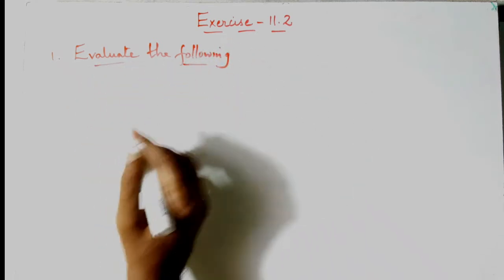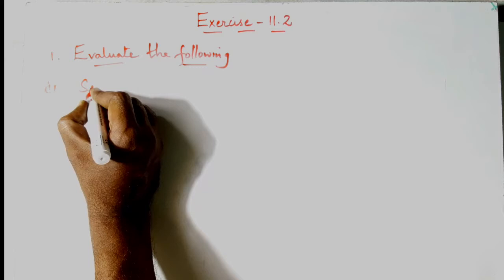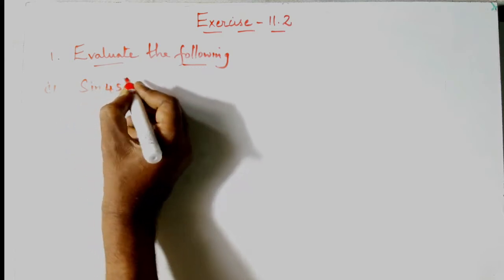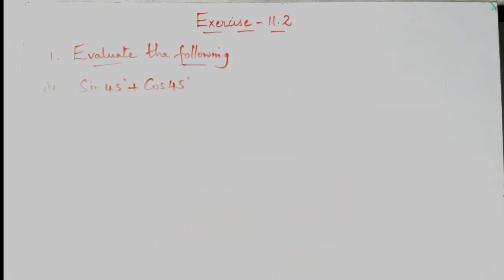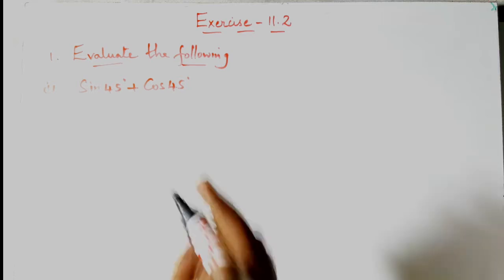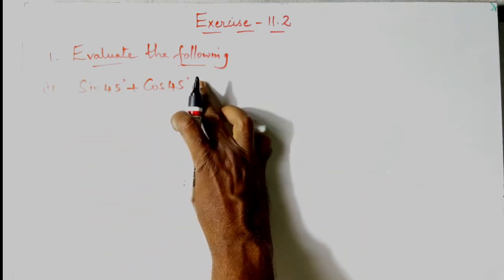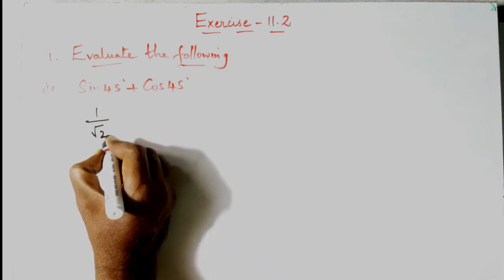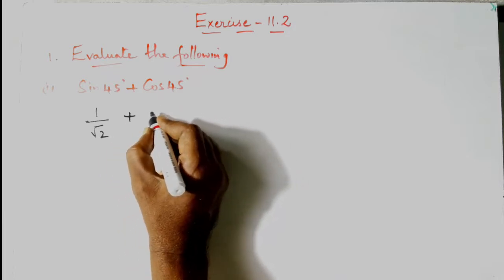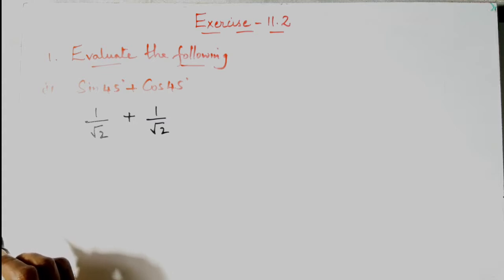Now what is the first problem? Sine 45 degrees plus cos 45 degrees. Okay, this is a problem. Now we know how we are going to solve these problems. In previous videos we learned the values of sine 45 and cos 45. So sine 45 is 1 by root 2 plus cos 45 is again 1 by root 2. 1 by root 2 plus 1 by root 2.